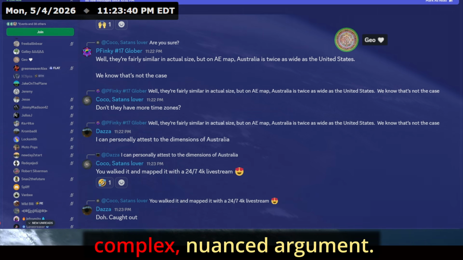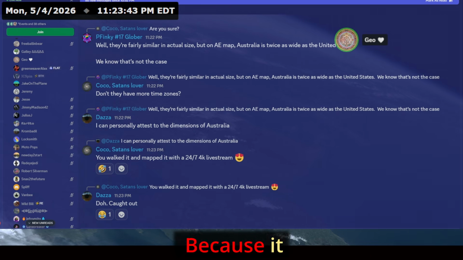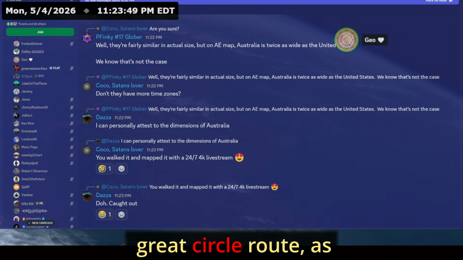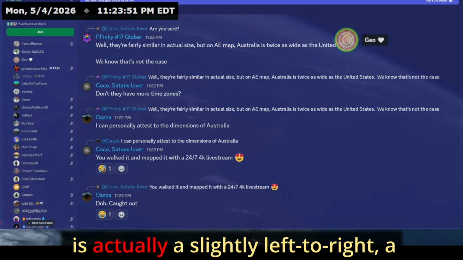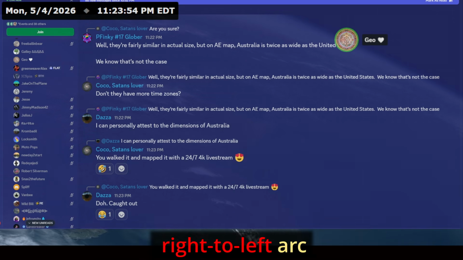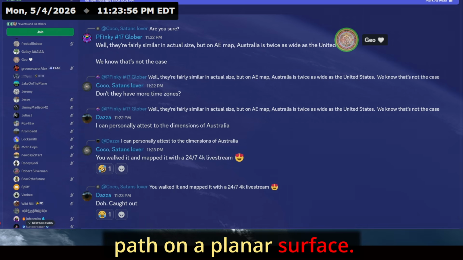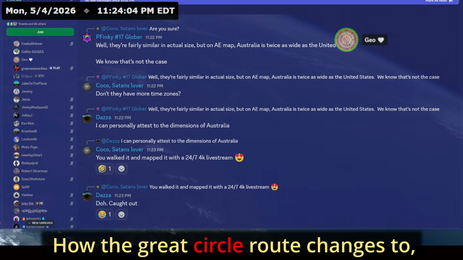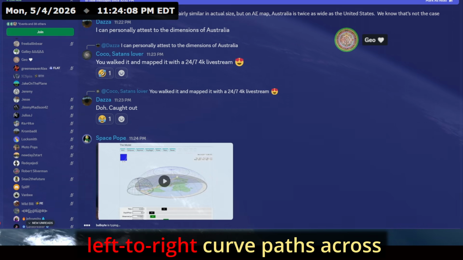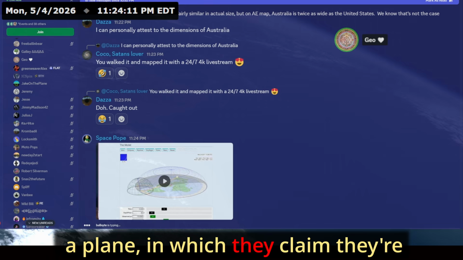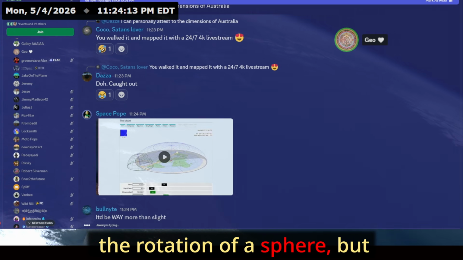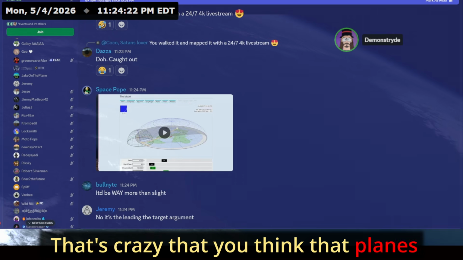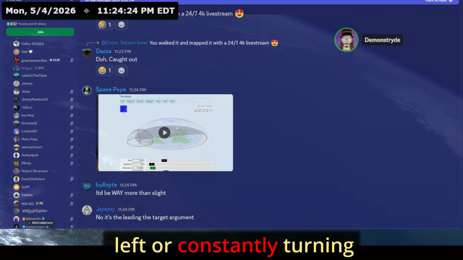Yeah, this is a more complex, nuanced argument, because it gets down to how potentially a great circle route, as perceived on a globe, is actually a slightly left to right or right to left arc path on a planar surface. Jeremy, were you leading towards that as a component as well? How the great circle route changes to essentially left to right curved paths across a plane, in which they claim they're accounting for Coriolis, the rotation of a sphere, but they're actually just making an actual arc shape on the ground.